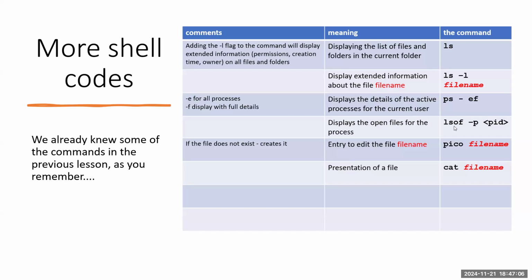And then there's lsof, which displays the open files for the process. List open files for process number PID. And then I have to write a number there. Whenever you see these angle brackets, it means you're supposed to put a number or a variable. So Pico is just to open a file. It's an editor, it's like Notepad. And cat is not actually to edit the file, it's just to print the file. It just throws all the content of the file to the screen, so you can see it, but you can't edit it.